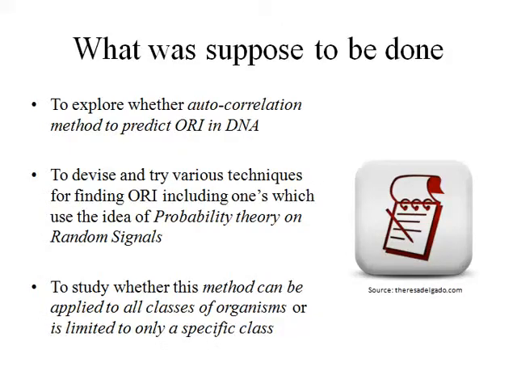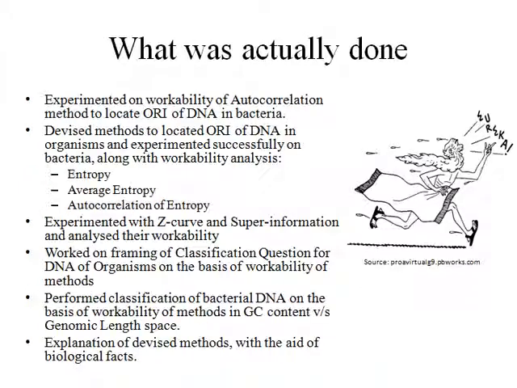So, what were we actually supposed to do? We were actually supposed to explore the autocorrelation method which is used to predict ORI in DNA. Then we were asked to devise and try various approximation techniques, including ones which use the idea of probability theory on signals. Also, we had to study whether the methods that were already existing or that we devised can be applied to all the classes of organisms or to a specific class on which they work.